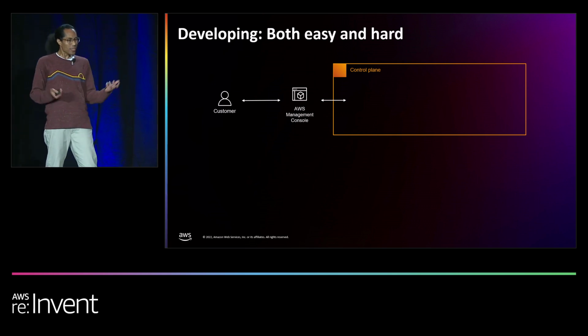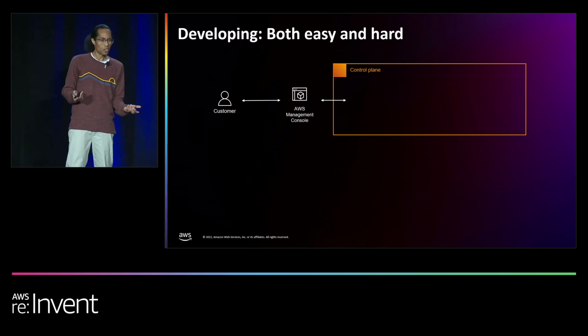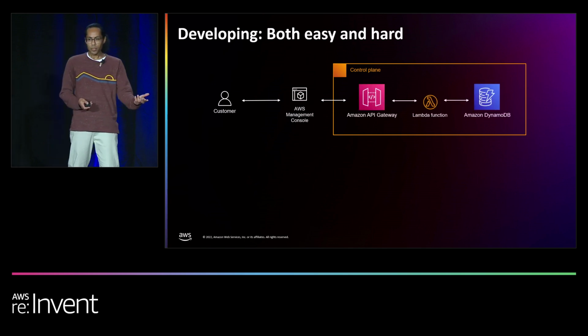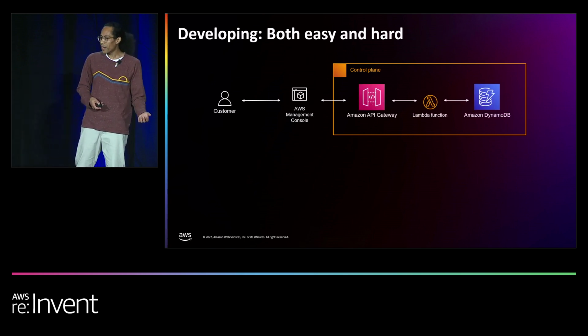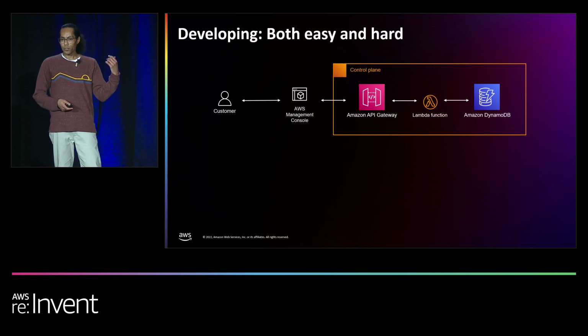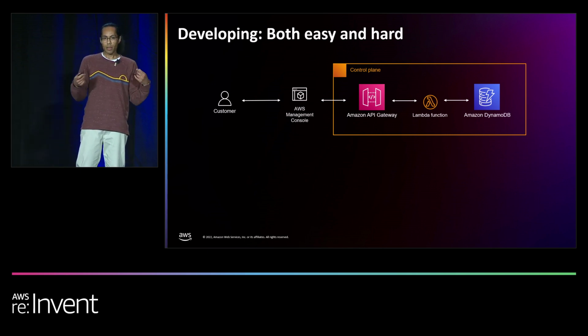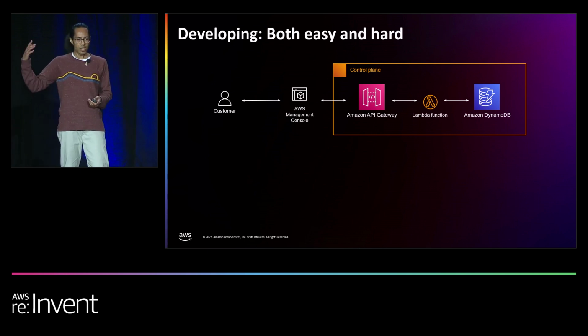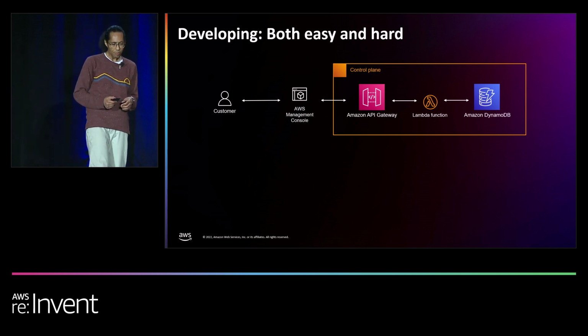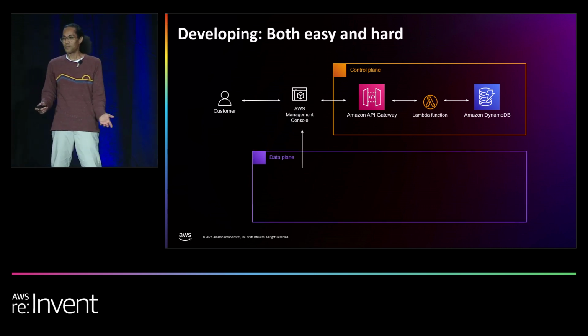AWS actually makes it really simplistic to build up a control plane quickly. As an example, you can stand up API Gateway, use Lambda for serverless compute to handle your API method invocations, maybe persist some state in DynamoDB. What about a data plane?